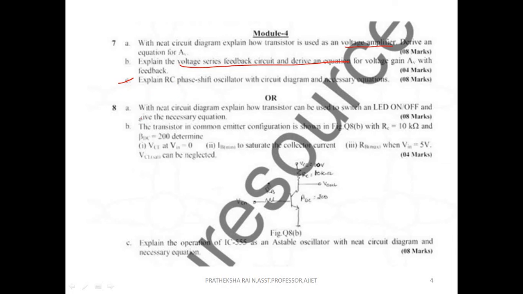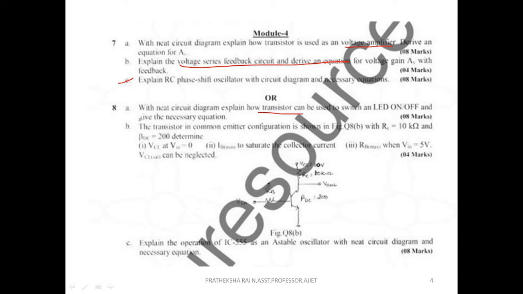Yeah, RC phase shift oscillator and Wien bridge is also important. Then how transistor can be used as a switch, used to switch an LED, is also important. Then related questions, then IC 555 timer. So these are a few question papers I have put here, so you can refer to the question papers and you can find out that almost these topics are very important.